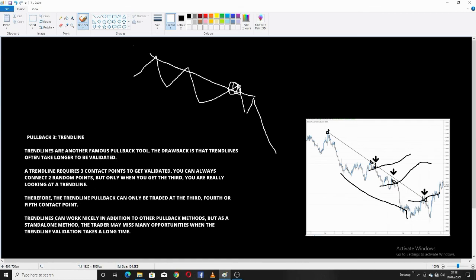Trend line can work nicely in addition to another pullback method, but as a standalone method, the trader misses many opportunities because trend lines take longer. So trend lines can be a very good way to trade, but if you're trading trend lines alone, you can miss very good trades because the market takes longer to confirm a trend line.